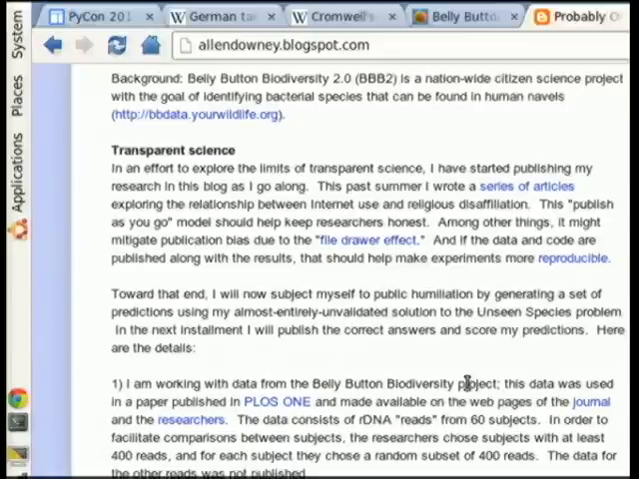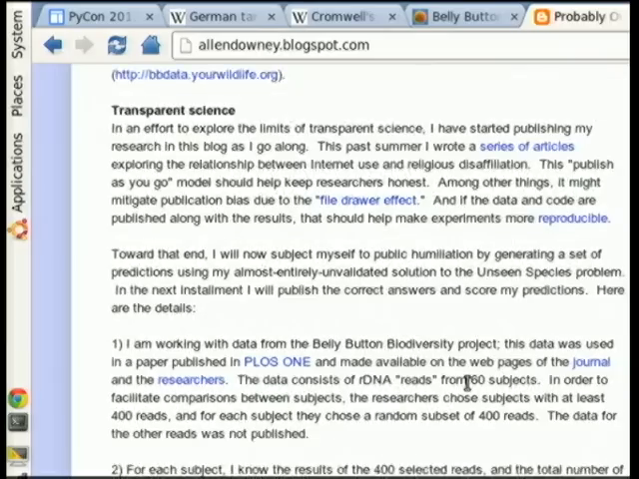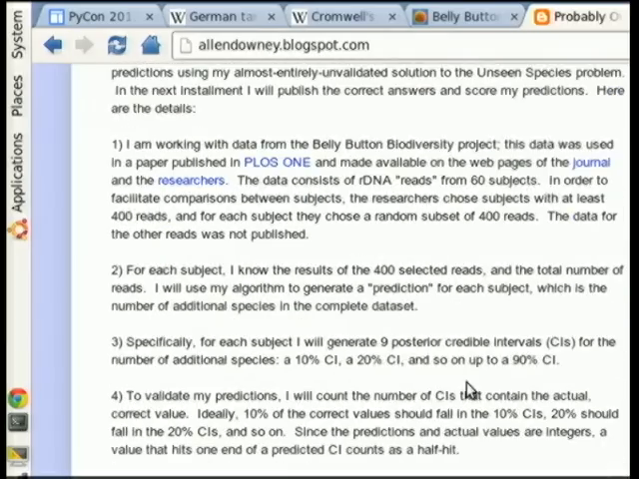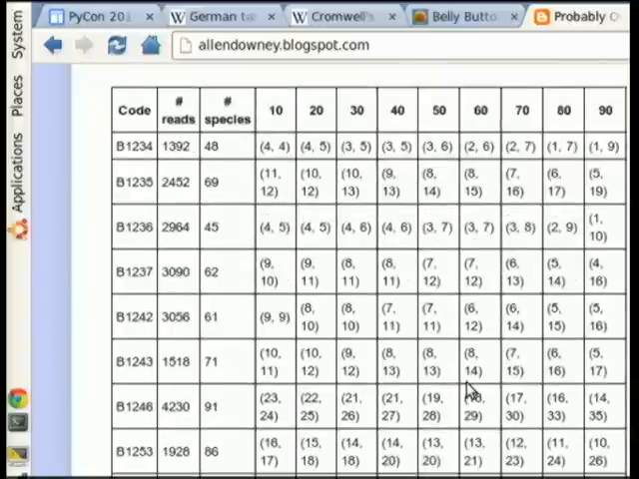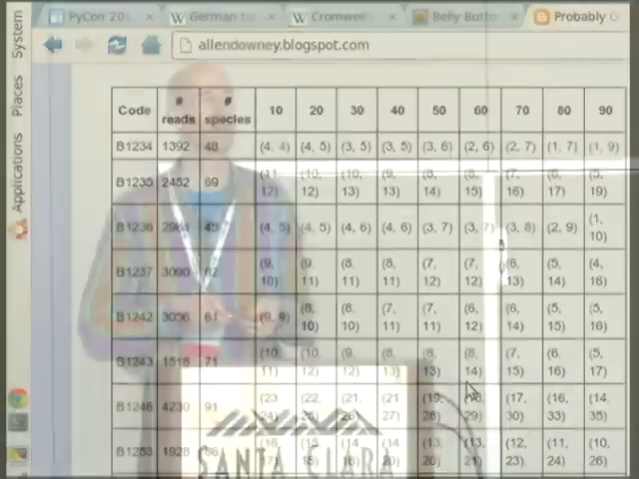Next week is spring break for me, and the first thing that I plan to do is open the envelope and find out what the answers are and count how many of these are right. This gives me a chance to talk a little bit about how you validate probabilistic predictions.